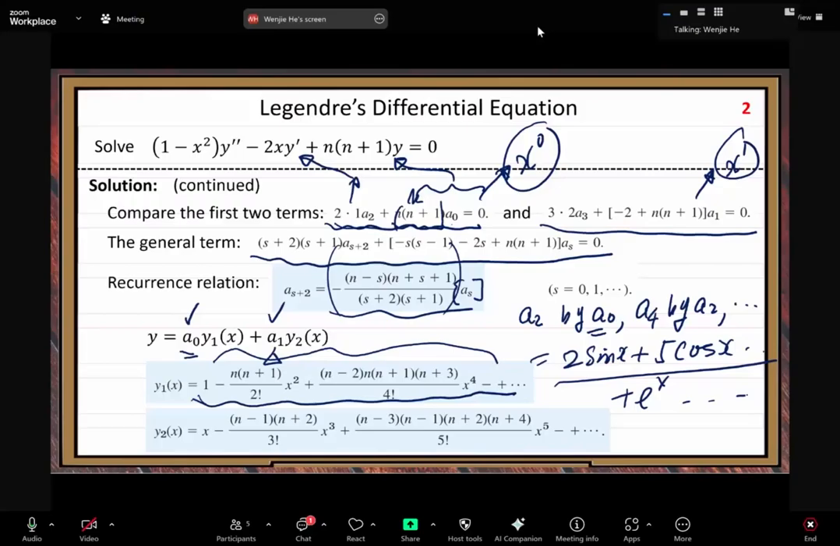So you can write these as nice functions, but in general you cannot. In general, whatever it is, you just write it out. So that's to help you understand better.